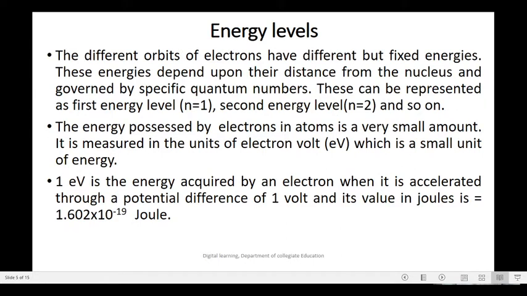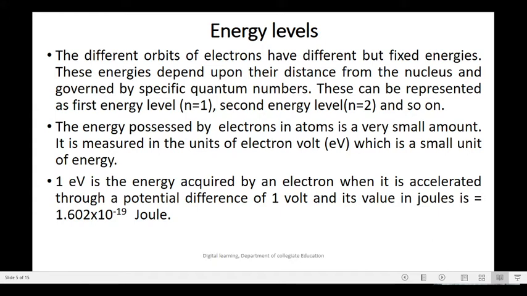Energy levels. The different orbits of electrons have different but fixed energies. These energies depend upon their distance from the nucleus and are governed by specific quantum numbers. These can be represented as the first energy level, n equals 1, n equals 2 is the second energy level, and so on. n equals 3, n equals 4 and so on.